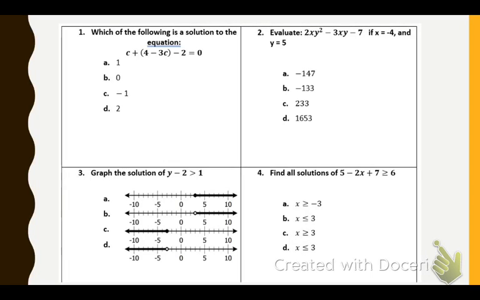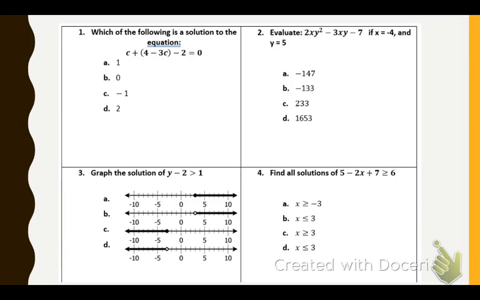So on the PERT, you have multiple choice like this. I'll unfreeze the screen. Number 1, I see we have parentheses. C plus 4 minus 3C minus 2 equals 0. We're going to solve for the letter C.